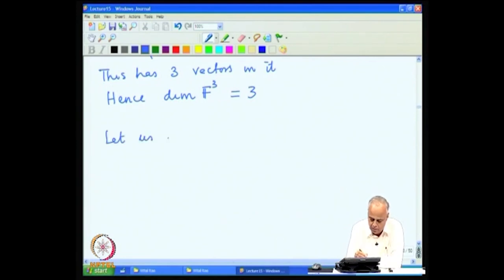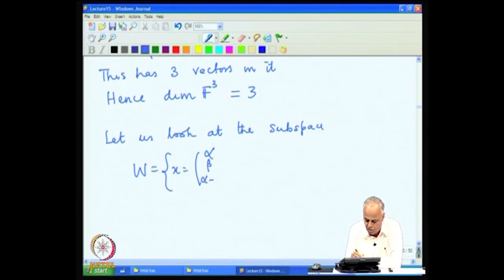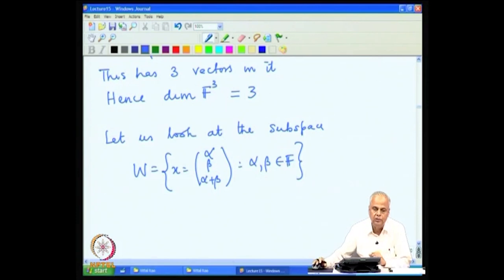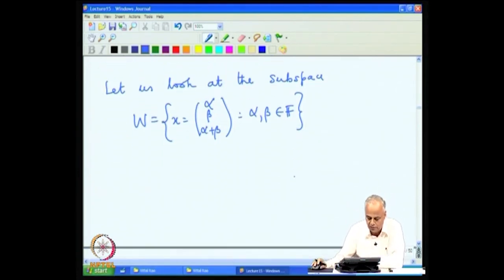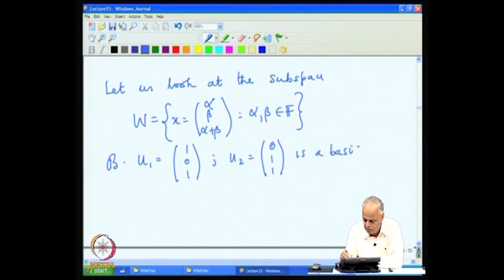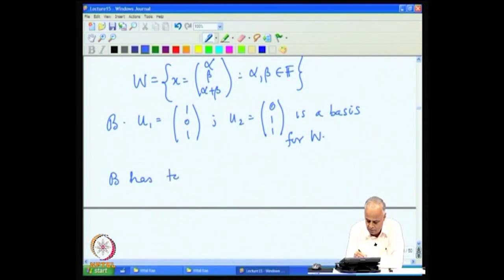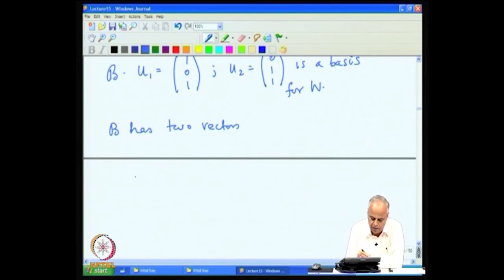Let us look at the subspace W consisting of all those vectors which are of the form alpha, beta, alpha plus beta, where alpha, beta are in F. This is the collection of all those vectors whose third entry is the sum of the first two entries. Now, we know that B consisting of these vectors u1 = (1, 0, 1), u2 = (0, 1, 1) is a basis for W. And B has two vectors in it, and therefore, dimension of W is 2.